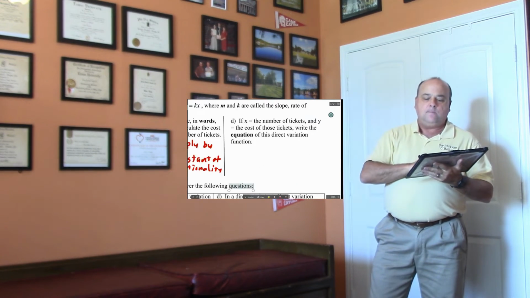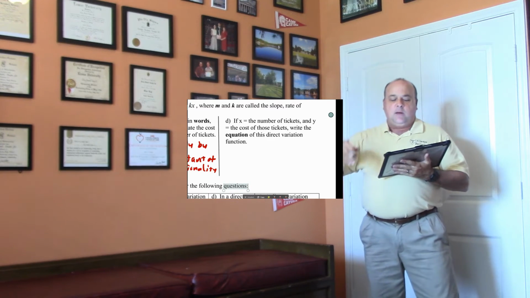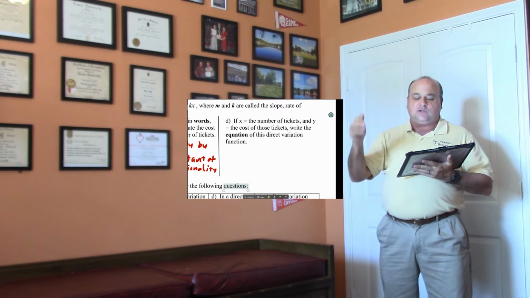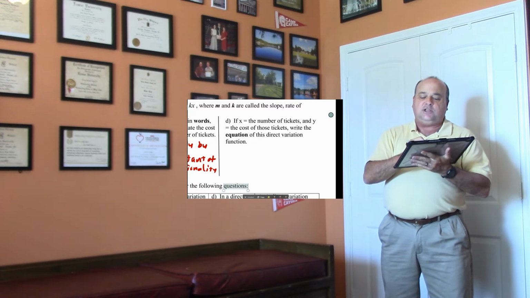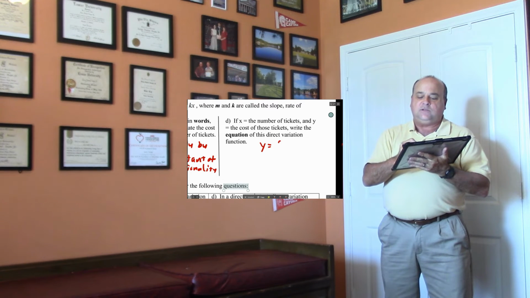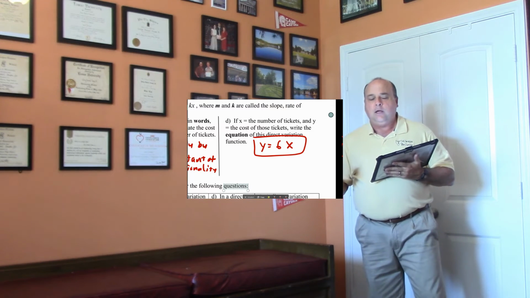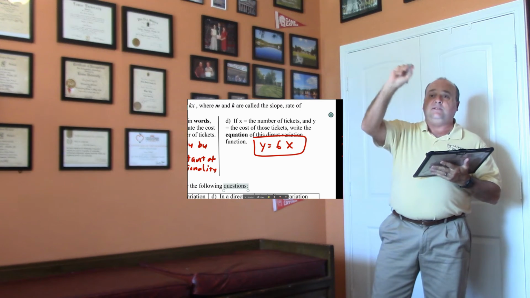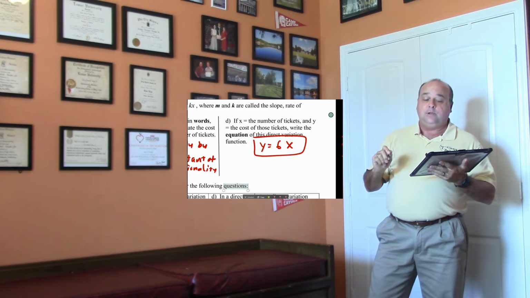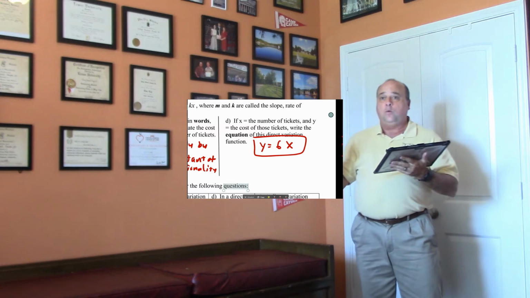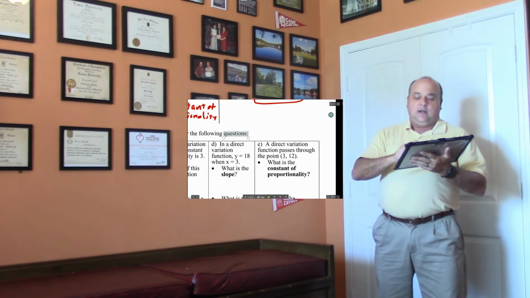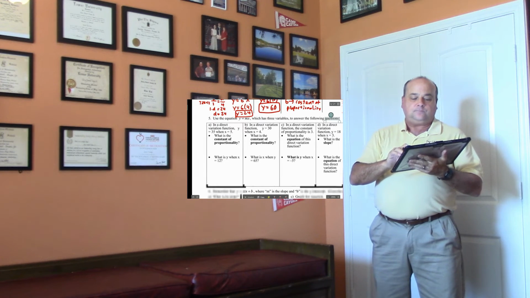Let's go to D. x is equal to the number of tickets and y is the cost of those tickets. Write the equation of this in direct variation. You would write y equals 6x. That would be your constant of variation, wouldn't it? Where the 6 would be $6 per 1 ticket. Now then, let's go to the next set.